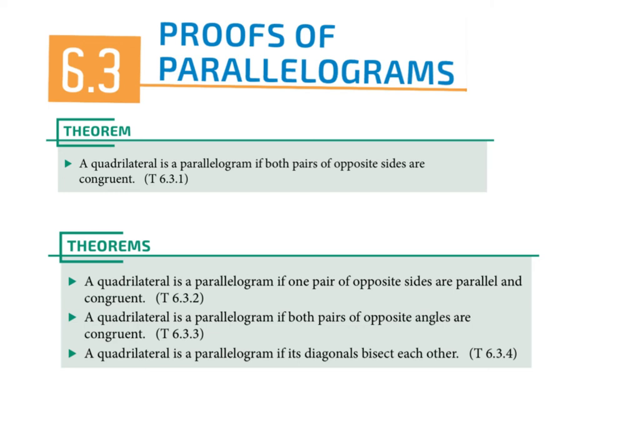Again, the converse. In the first section, it said if it's a parallelogram, opposite angles are congruent. This is just the converse. If opposite angles are congruent, it's a parallelogram. And a quadrilateral is a parallelogram if the diagonals bisect each other. Again, converse. We said if it's a parallelogram, they bisect. If they bisect, it's a parallelogram. These are just the converses.